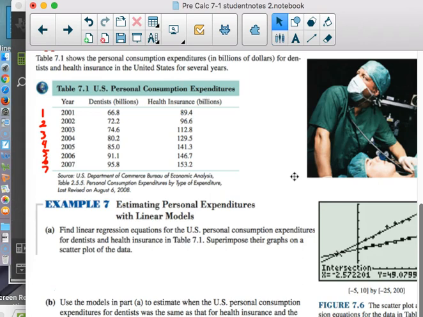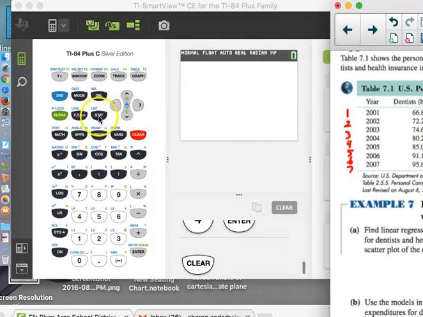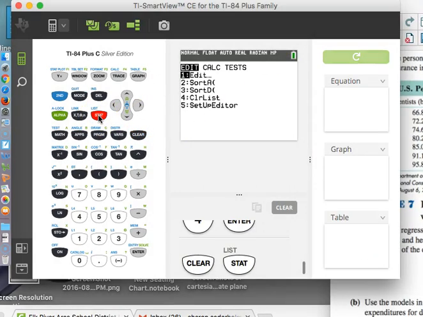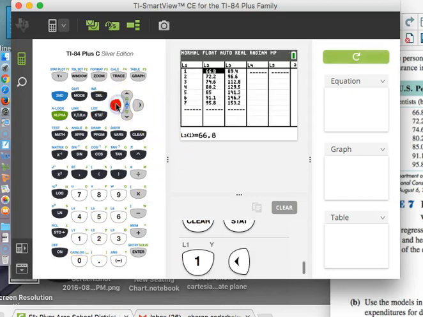And if you remember how to get those in, you can go ahead and pause the video now and put those numbers in. And where we want all of this is underneath stats. And we want to edit, so that would be number 1. And then you'll notice for list 1, I just went ahead and put in our year data, and this would be years since 2000 of 1, 2, 3, 4, 5, 6, 7. And then list 2 entered in the dentistry numbers, and then list 3 would be the health insurance numbers. So we have all of that in there.